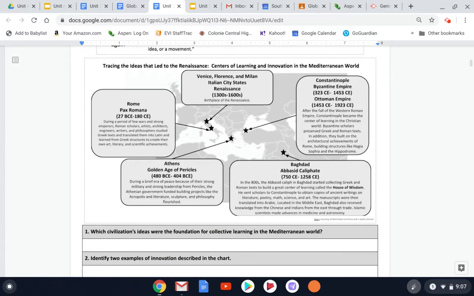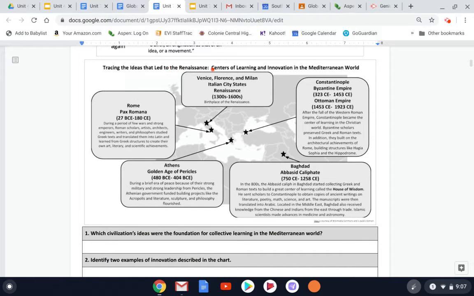So let's look at this map for a second. This is called Tracing the Ideas That Led to the Renaissance, Centers of Learning and Innovation in the Mediterranean World. So this map basically gives you a look back into many of the civilizations that we have already studied in the Mediterranean region, going all the way back first to Athens, the city-state of Greece, and the golden age that they experienced. There's also some information about Rome and their golden age called Pax Romana, as well as Constantinople and the Byzantine Empire, Constantinople being the capital.